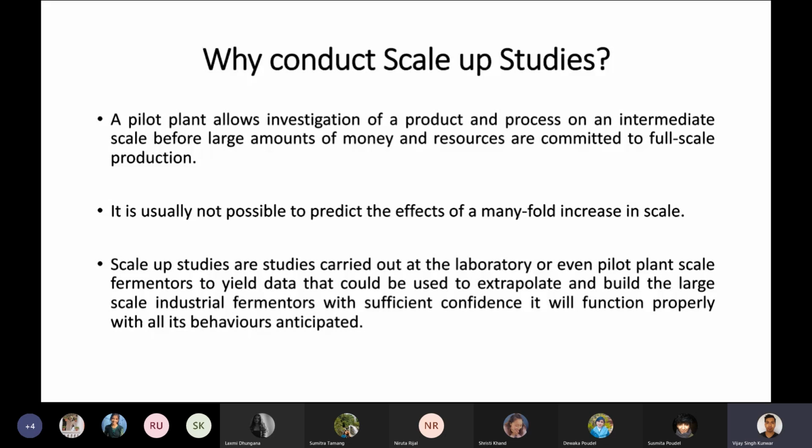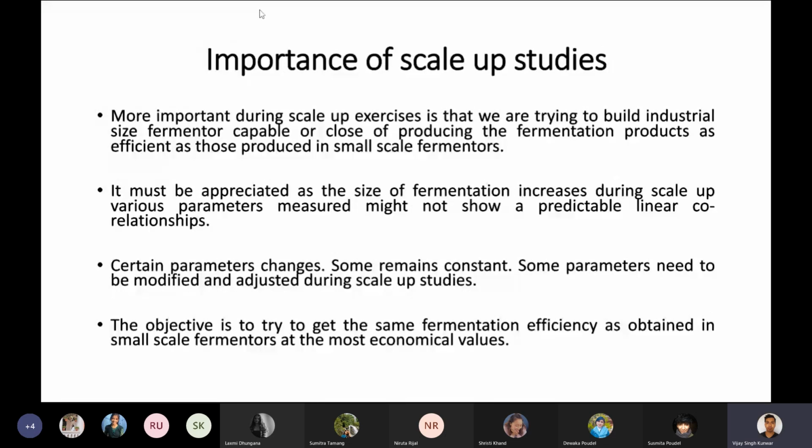The importance of the scale-up studies is that, during the scale-up exercise, we are trying to build industrial-size fermenters capable of, or close to, producing the fermentation product as efficiently as the small-scale fermenters. So this is the importance. It must be appreciated that as the size of the fermenter increases, various parameters might not show a predictable linear correlation. No such linear correlation.